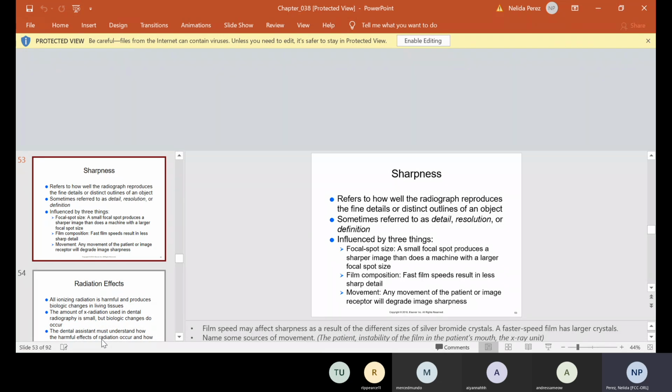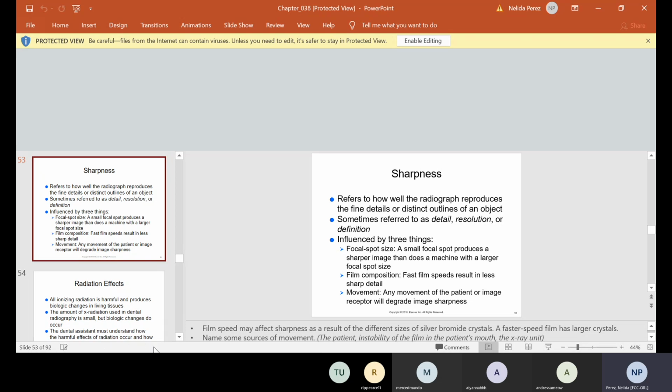Now, sharpness refers to how well the radiograph reproduces the fine details or distinct outlines of an object. It's sometimes referred to as detail, resolution, or definition. And it's influenced by three things: the focal spot size, where a small focal spot produces a sharper image than does a machine with a larger focal spot size. Film composition. Fast film speeds result in less sharp detail. So I'm going to show you the different boxes of film. Movement. Any movement of the patient or image receptor will degrade image sharpness. So you can have movement of the patient or movement of the tube head.